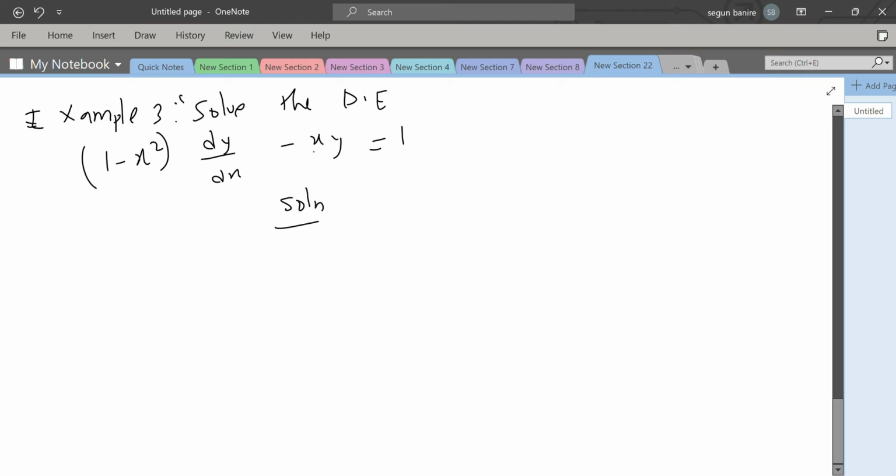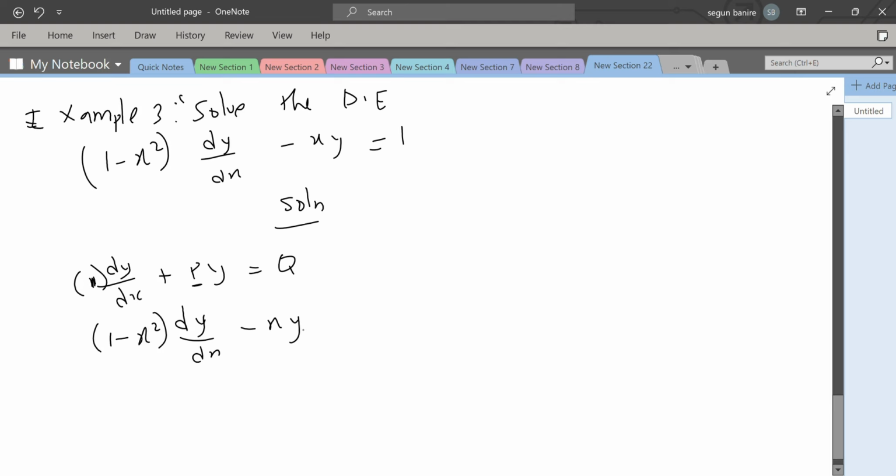If you say that your p is minus x here, you've missed it. Why is that? Remember, the form we are dealing with is dy/dx plus p times y equals q. The coefficient of dy/dx must be 1 before you pick your p. In this question, there is something beside this dy/dx, so you have to divide by it first. That will give us one. Let's rewrite the question, because we can't use it the way it is given.